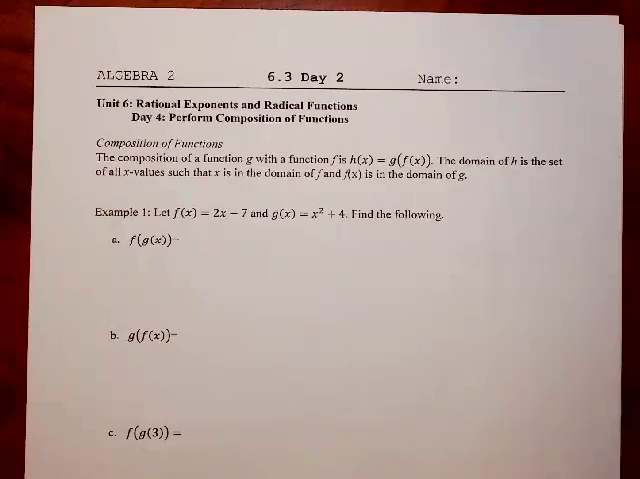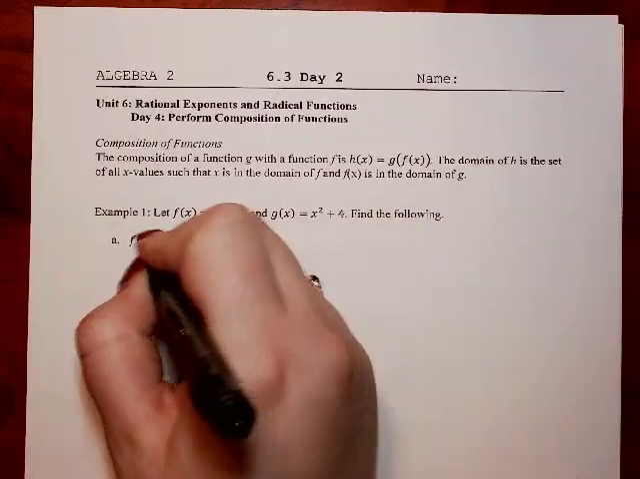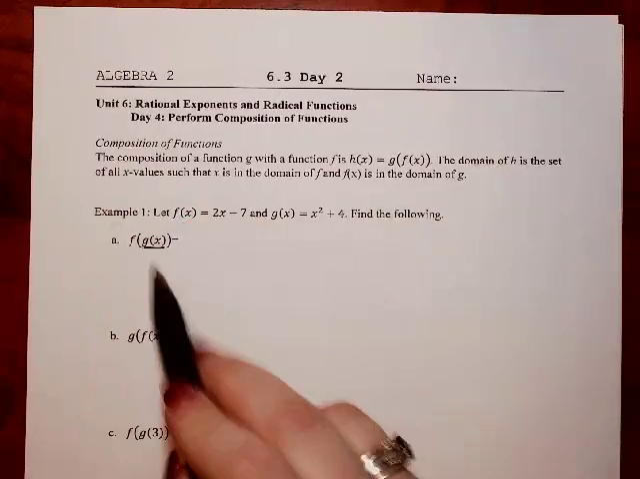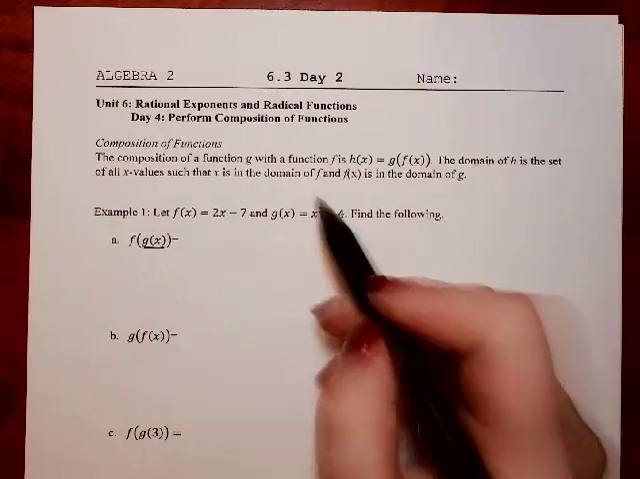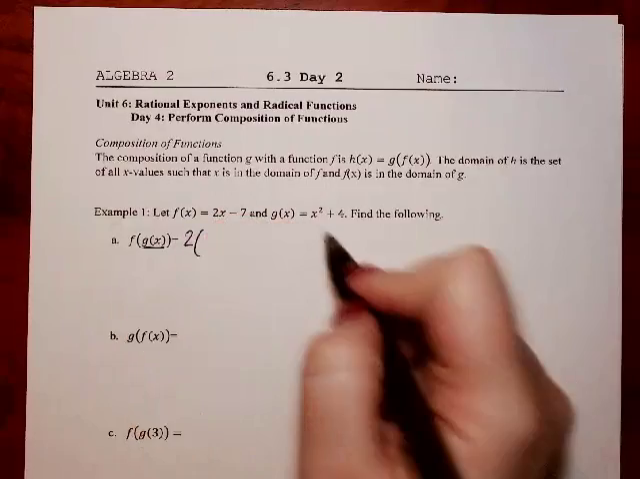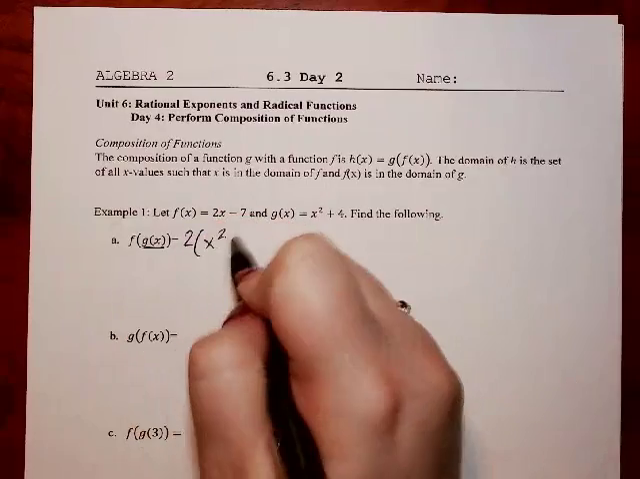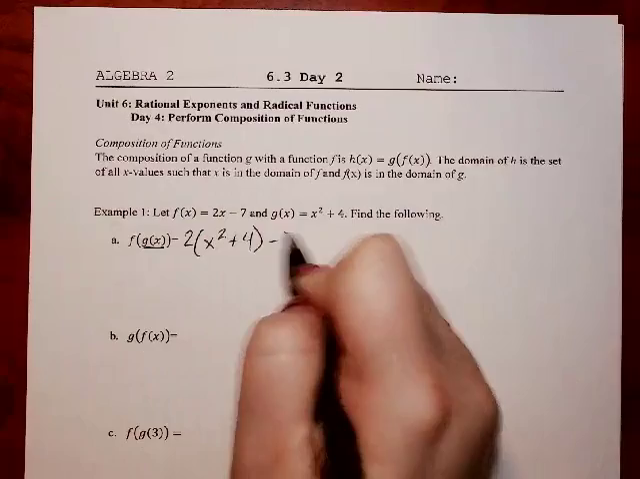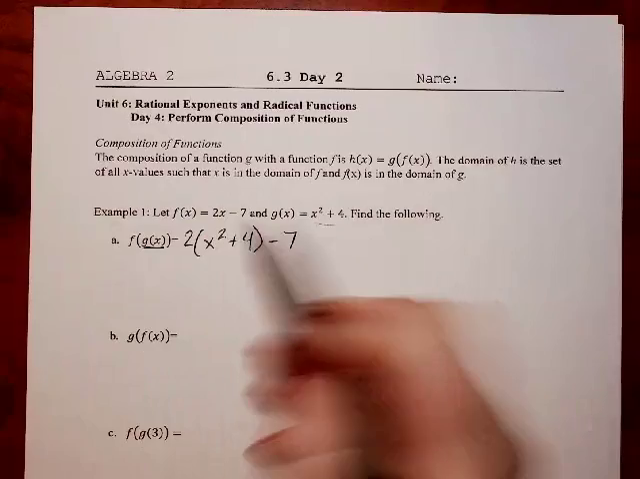Example 1. Let f of x equal 2x minus 7 and g of x equal x squared plus 4. Find the following. f of g of x. So we're going to start from the inside, which is g of x, and plug it into f. We plug this in for the x here. So 2 times x squared plus 4, minus 7. All of this goes in where this x is.